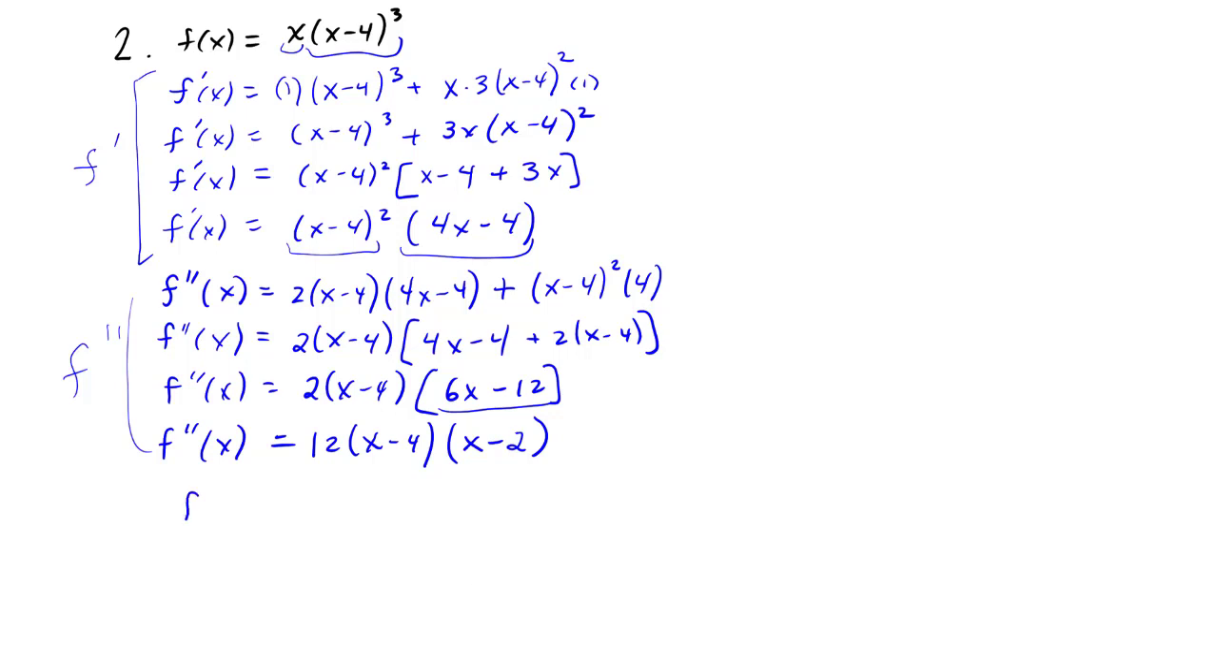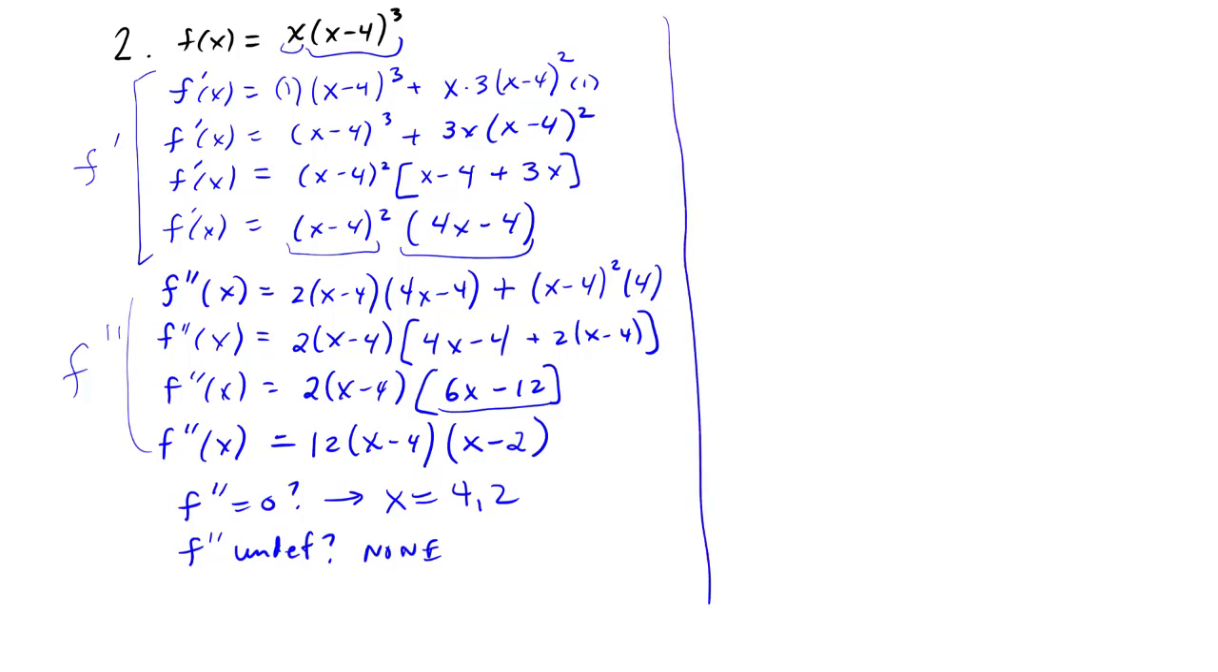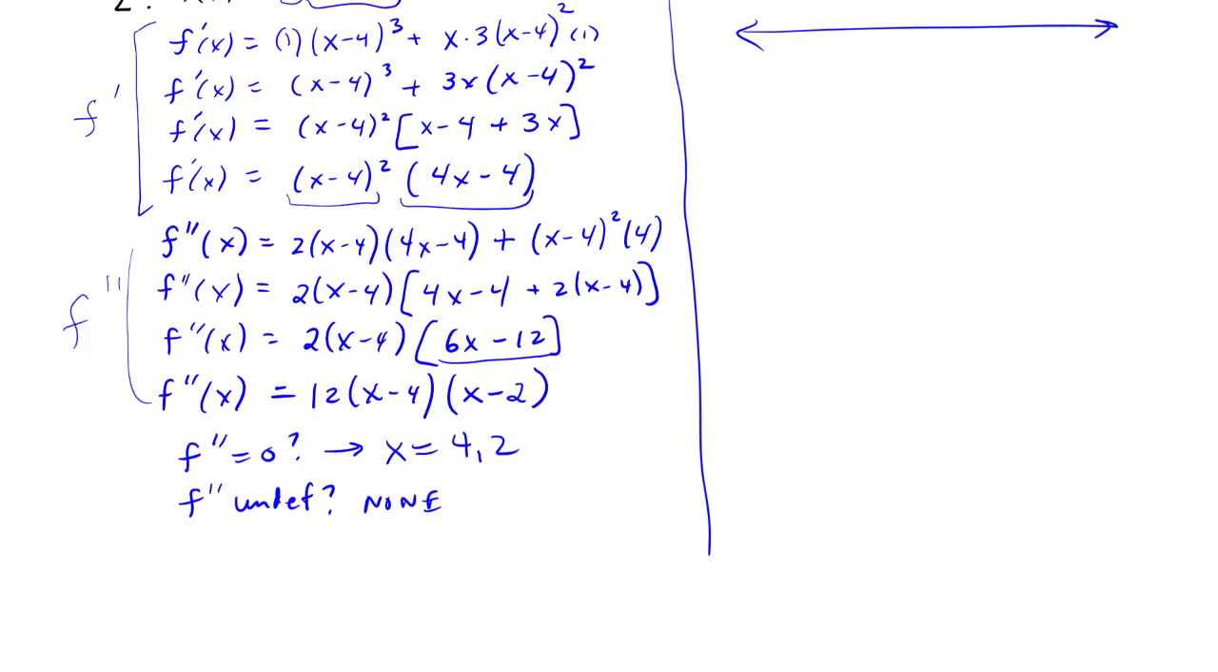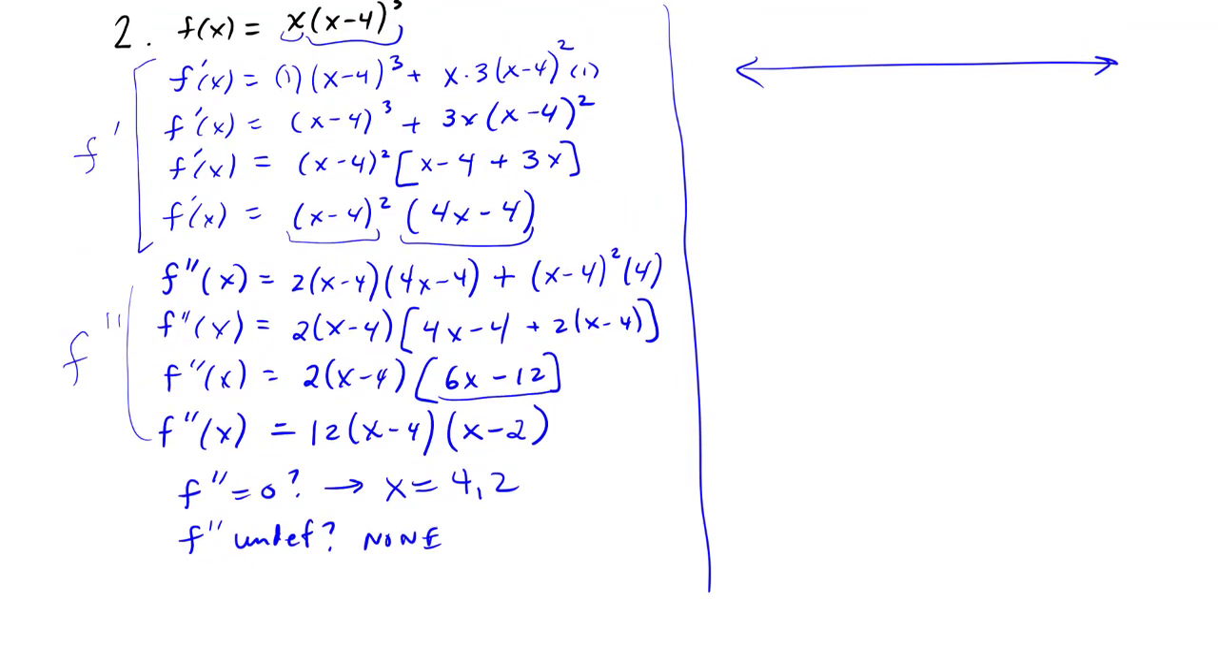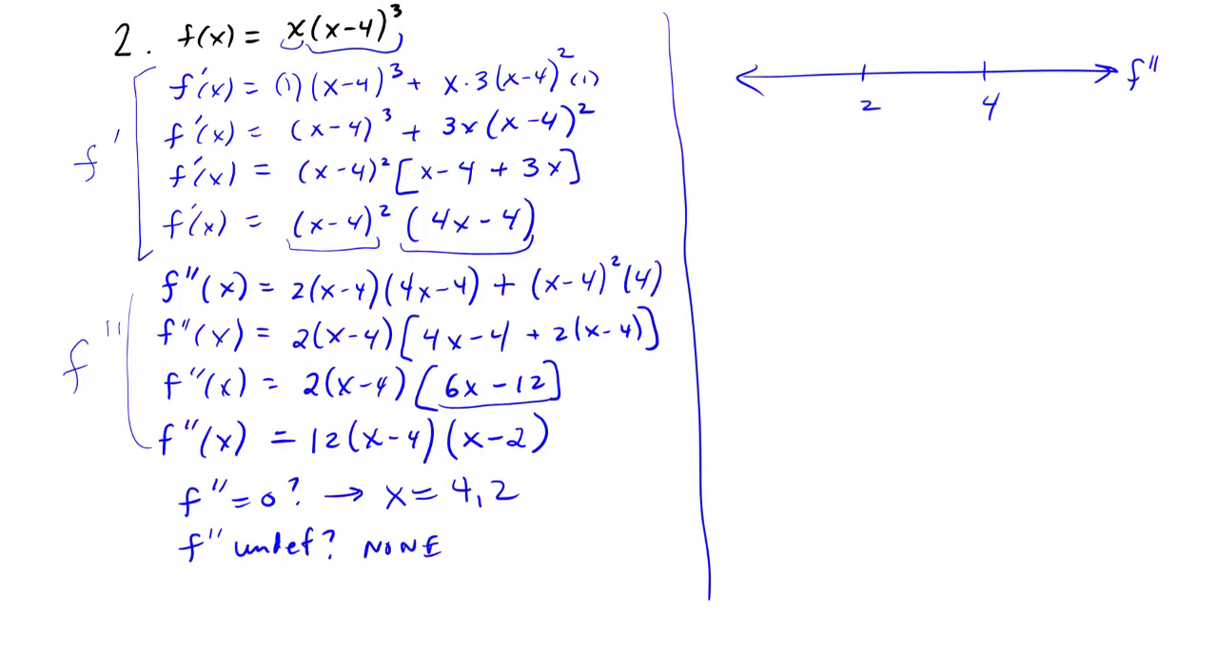Again, I have the second derivative. I want to ask, when is the second derivative 0? When is the second derivative undefined? Well, it's 0 at 4 and 2, and there's nowhere where it's undefined. All right, again, I'm going to go back and put together a chart. So I'm going to put on this chart 2 and 4, and again, this is my second derivative chart. So let me put in some numbers less than 2 back here.